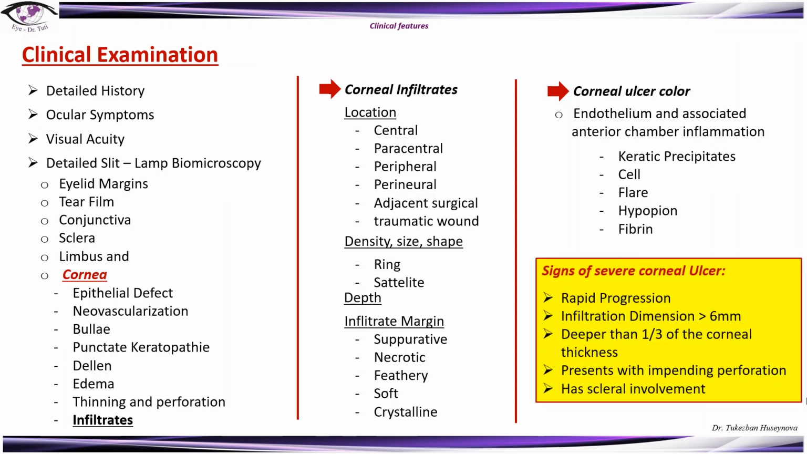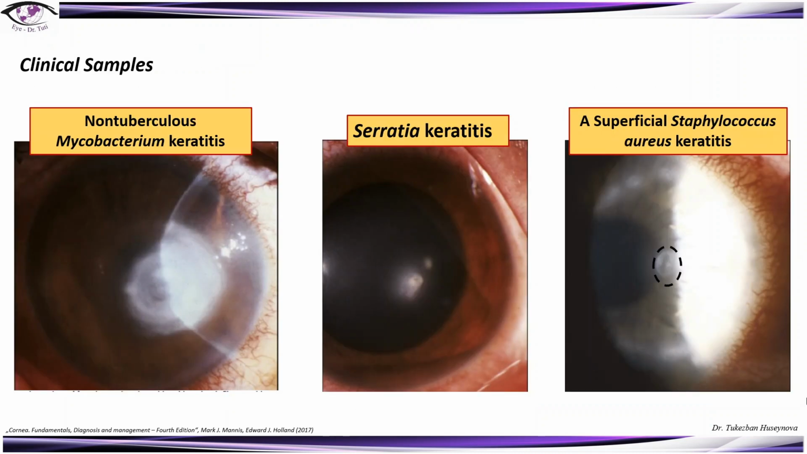Signs of a severe corneal ulcer include rapid progression and infiltration dimension of more than 6 millimeters. The depth of the cornea damaged can be more than one third of the thickness, and the patient may also have a high tendency for perforation, and the sclera can sometimes be involved. So here are some clinical samples.